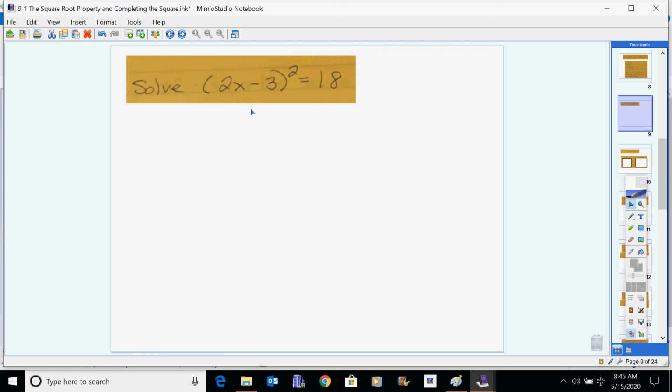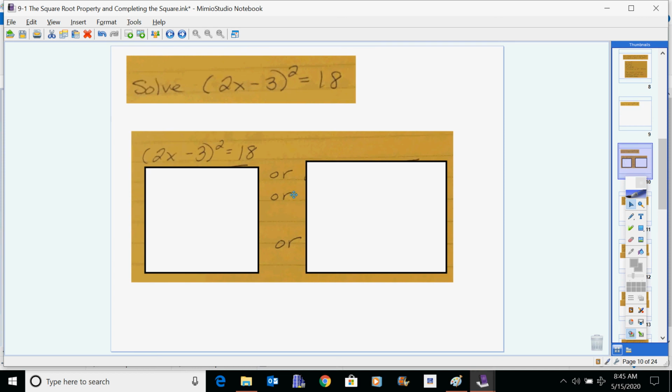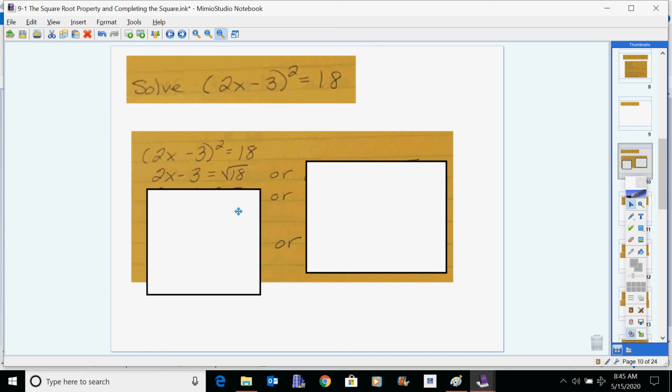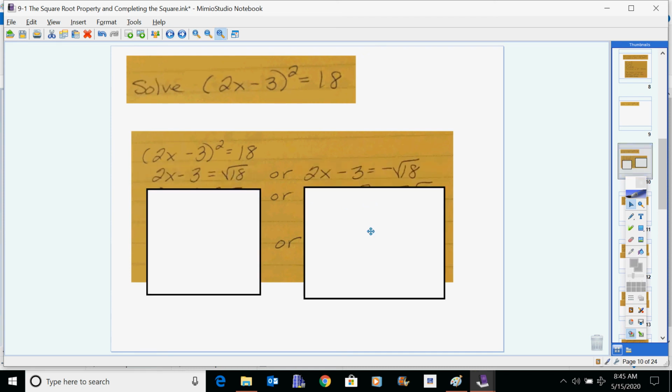Okay? Now, when we're going to solve a square, even if it has something in here that you could do 2x minus 3 times 2x minus 3, don't be too quick to want to use FOIL and multiply that out, because we have a square that's isolated, so we can go ahead and just square root both sides and give ourselves two answers. So 2x minus 3 equals the square root of 18, or it equals the negative square root of 18. So two different values here.